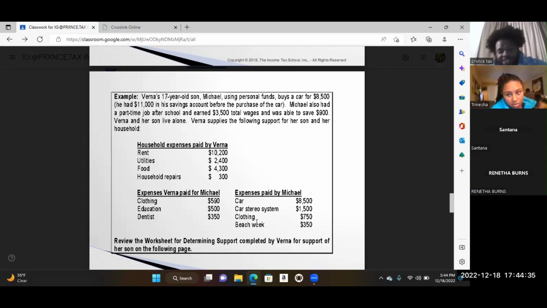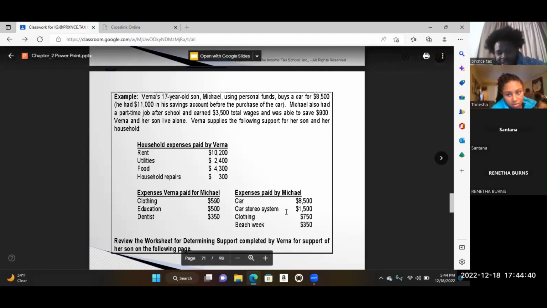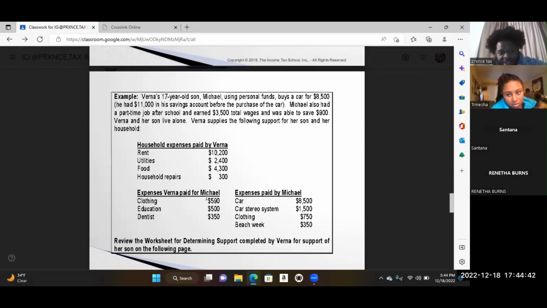All right, so as you could tell, Michael doesn't really pay any expenses for the house. So Michael would not be claiming himself. So can Verna claim the expenses that she pays for her son? Okay. So the education she can claim, she can't claim his clothing, and she can claim his dentist. She can't claim his clothing, okay?